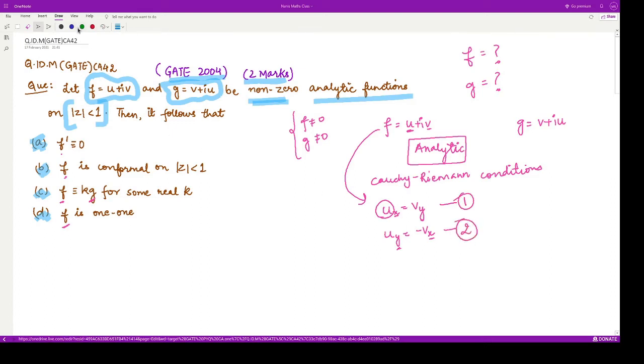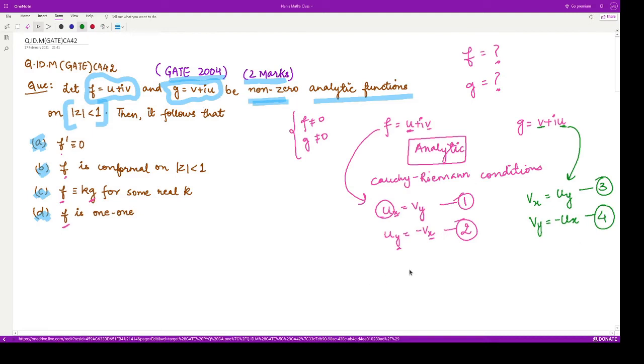Now we'll apply the same result on g, that means we'll apply the Cauchy-Riemann equations on g. So now we would take the partial derivative of this real part with respect to x, so that should be equal to the partial derivative of this imaginary part with respect to y. Say this is our equation number 3, and similarly we have the partial derivative of the real part with respect to y, that should be equal to minus the partial derivative of u, the imaginary part, with respect to x. So call it equation number 4.